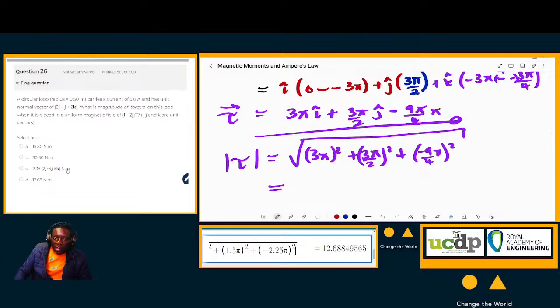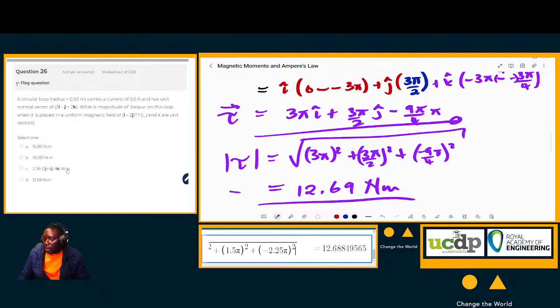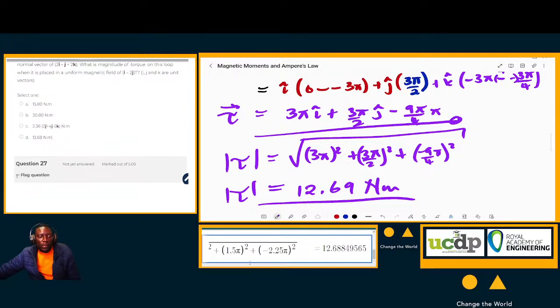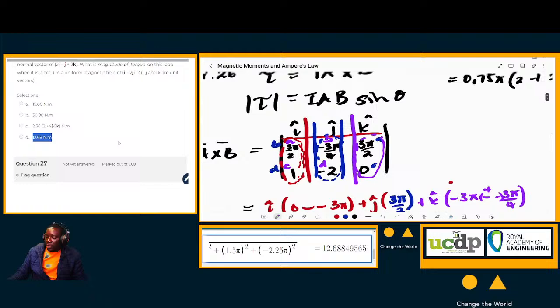That gives us 12.69 newton meters. So this is the value of the magnitude of the torque, which is D. We have that answer there given as D. So that's how we get the torque. It's quite an easy and interesting process.